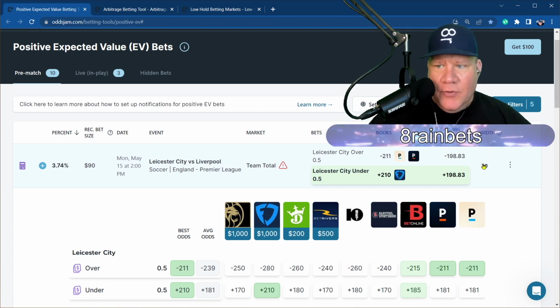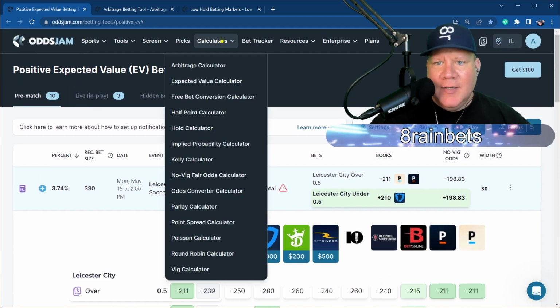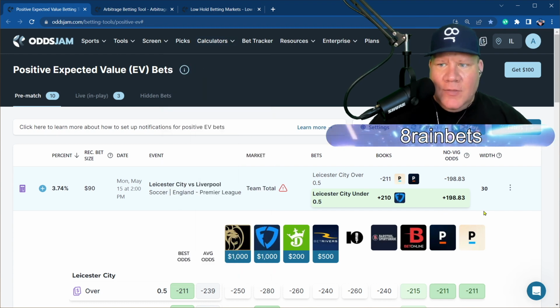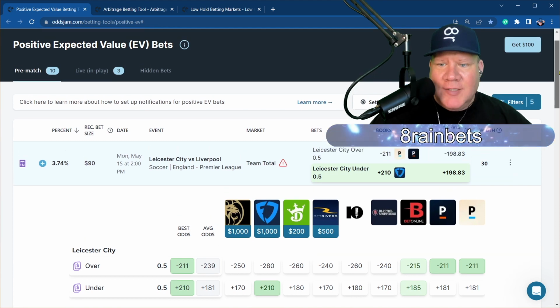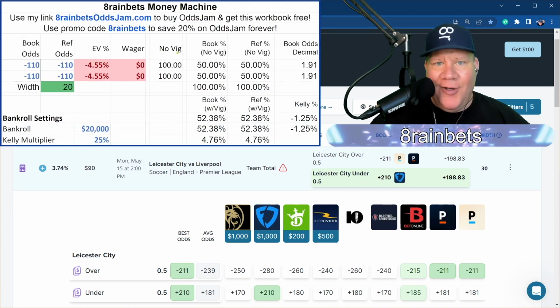When we see the width of 30, what that means is it's the difference in line that you have here. OddsJam provides a whole bunch of different calculators that can help you understand different aspects of the bets. I find that they are very useful in helping to understand different facets of it, but they aren't necessarily super fast to use when you're in the midst of placing sports bets. So what I have here, I call the A-Train Bets Money Machine. It's a spreadsheet that combines some of the calculators that OddsJam has, and it allows me to evaluate bets very quickly.